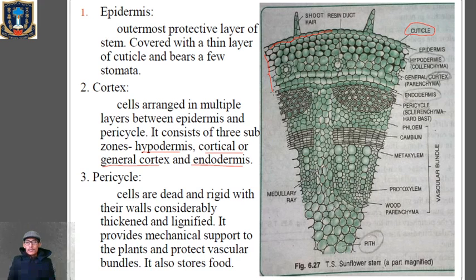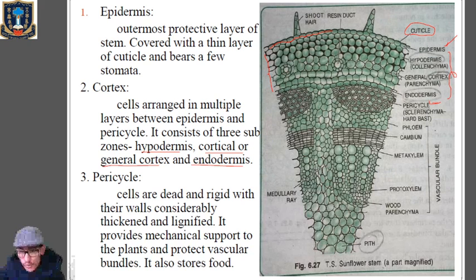So cortex cells are generally arranged in multiple layers between the epidermis and the pericycle. So here you can see the presence of pericycle, and here we have got the epidermis. So in between the epidermis and the pericycle, we will find the cortex part. Clear? Okay, now I've told you that we have got three subzones of cortex. So first one, we'll talk about the hypodermis part.